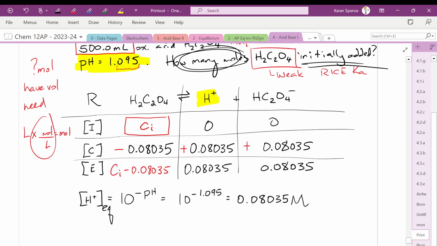Oh, the answer key should be 3 sig figs. I'm sorry, my bad. Yeah, it's 3 sig figs. All right, you good? You okay? All good? All right. Next.